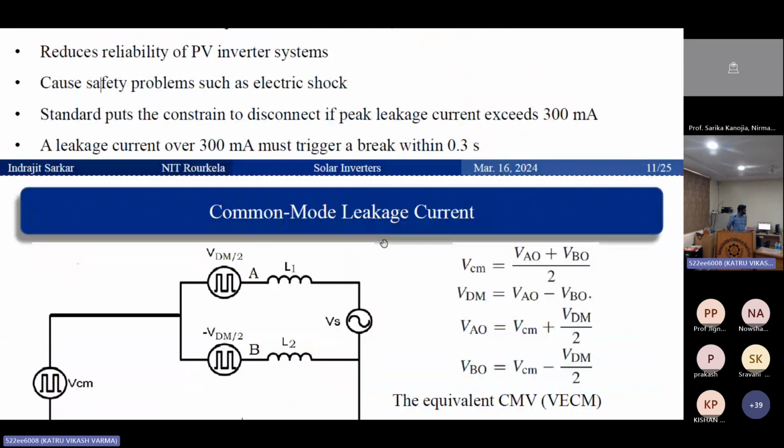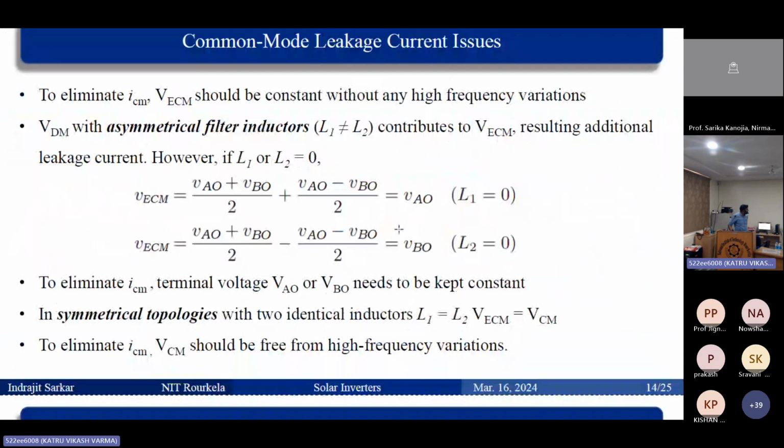So two conditions are there. If L1 equals 0, then VEM should be this potential. If L2 equals 0, the common mode voltage potential is this one. So to eliminate common mode voltage, the terminal voltage, this or this, needs to be kept constant. How can it be done?